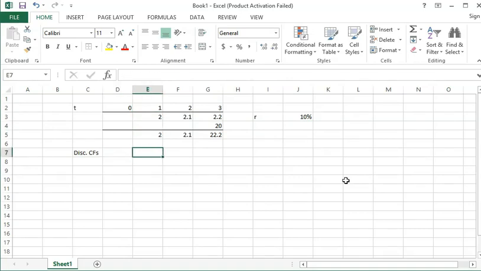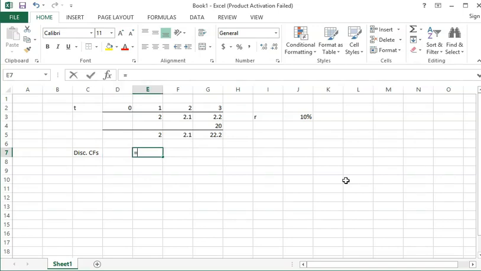So how do we calculate discounted cash flow? One of the ways is that you take a number divided by 1 plus r to the power 1. That is how you do it. But that is not a recommended way, because that is a bit more complex, with more chances of error, and obviously more time as well.